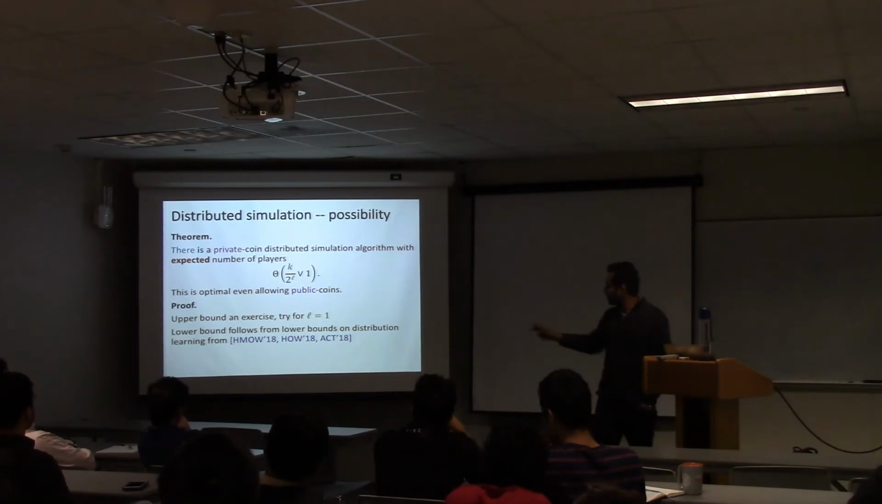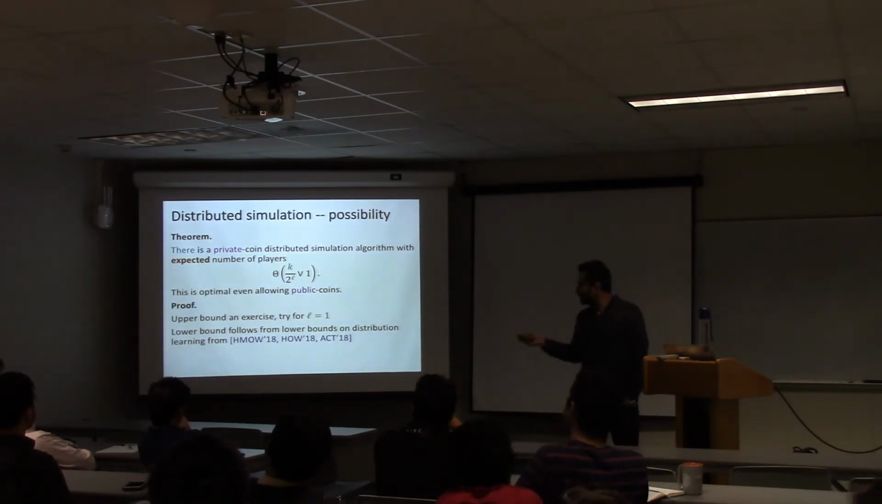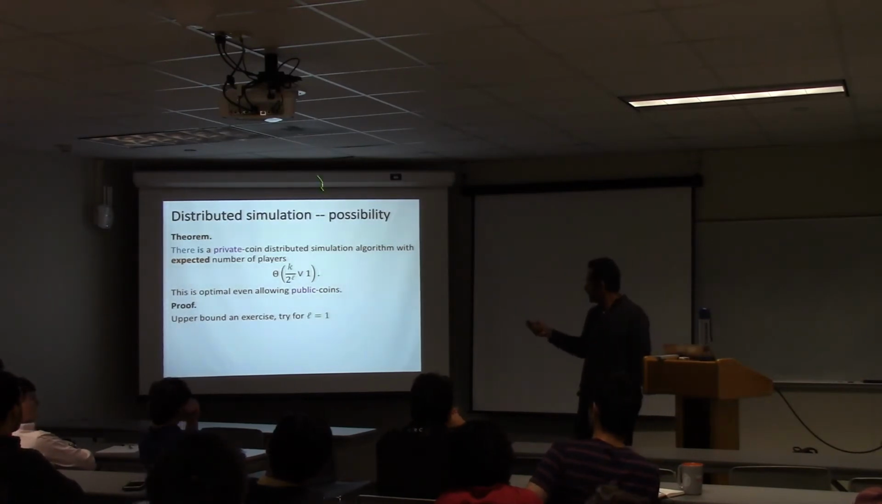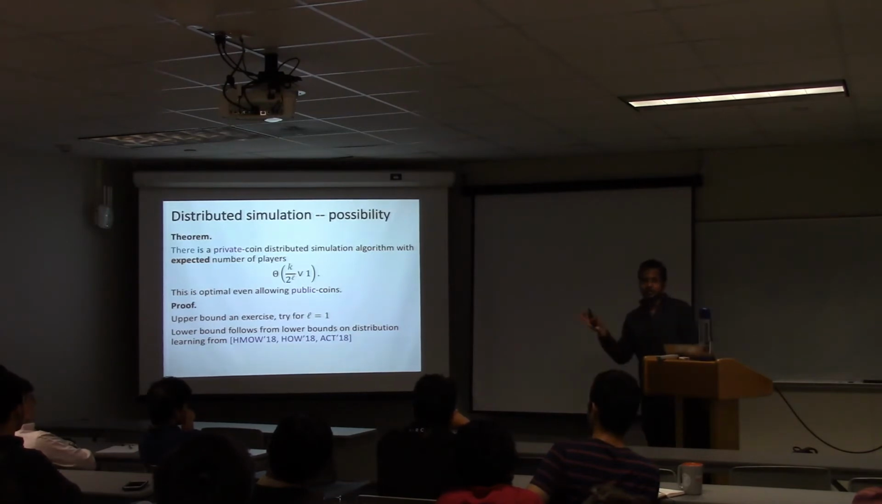Okay, the lower bounds follow from a bunch of works on distribution learning, because if you could simulate with fewer than this many players, then you could solve all the inference tasks with something lower than the well-established lower bounds. Okay, that's what we'll see.